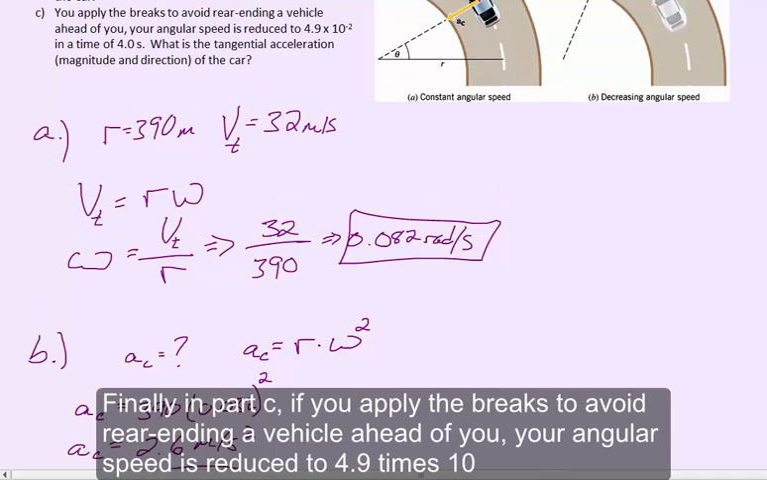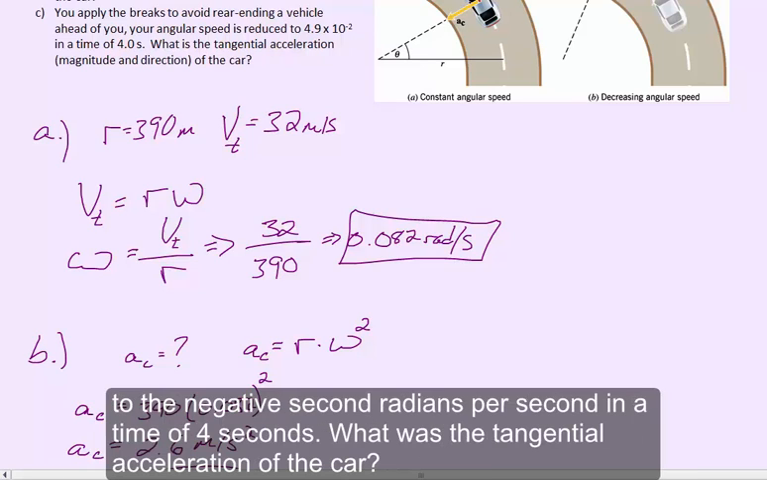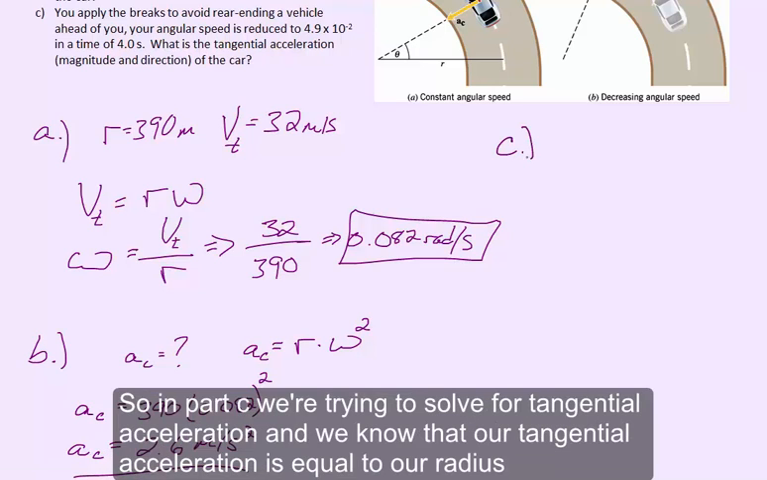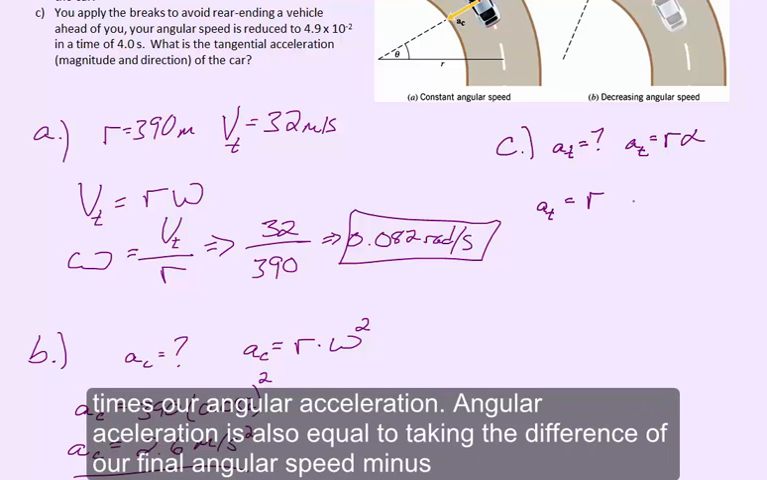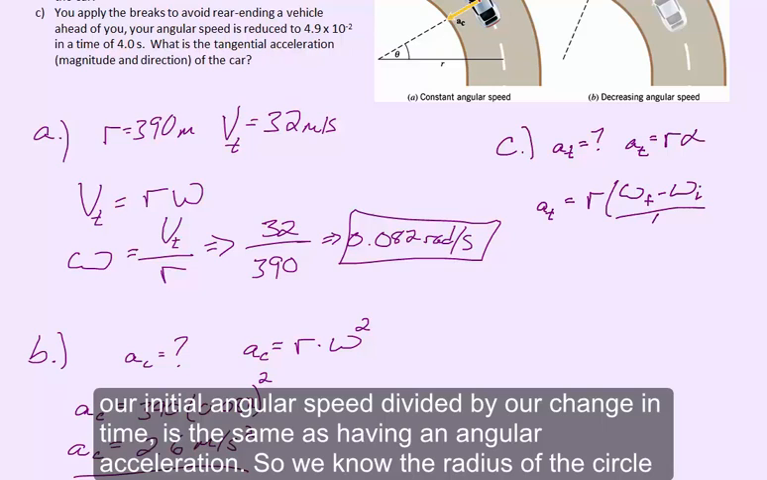Finally, in part C, if you apply the brakes to avoid rear-ending a vehicle ahead of you, your angular speed is reduced to 4.9 times 10 to the negative second radians per second in a time of 4 seconds. What is the tangential acceleration of the car? So in part C, we're trying to solve for tangential acceleration. We know that our tangential acceleration is equal to our radius times our angular acceleration. Angular acceleration is also equal to the difference of our final angular speed minus our initial angular speed, divided by our change in time.